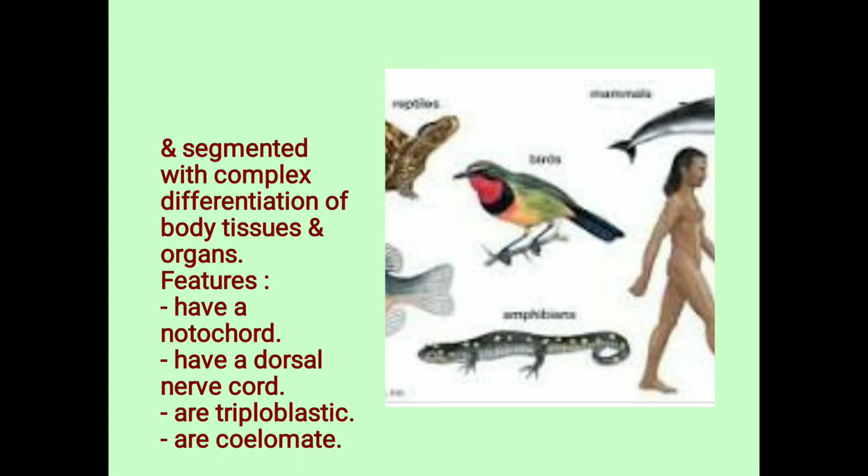The body shows complex differentiation, that is, there is division of labor. The cells form tissues, tissues in turn form organs, organs form organ systems, and each organ system performs its own particular function, such as the respiratory system performs respiration, circulatory performs circulation, excretory performs excretion. Features: they have a notochord, a structure from which the nerve cord arises, have a dorsal nerve cord, are triploblastic and coelomate.